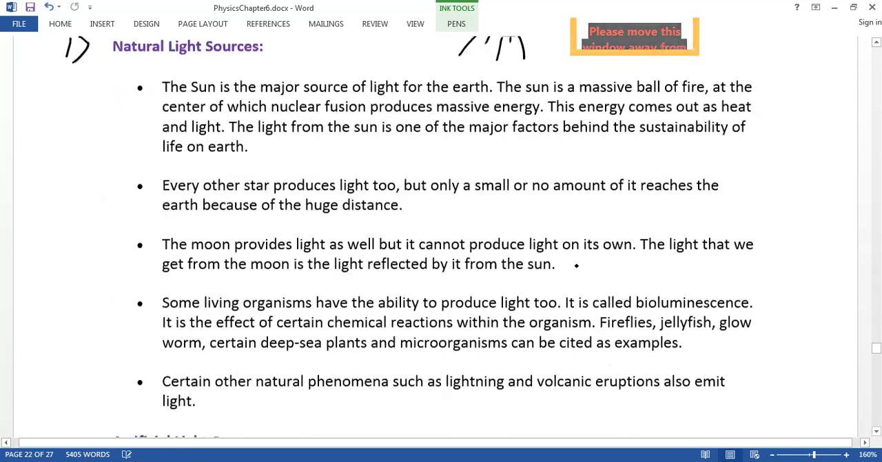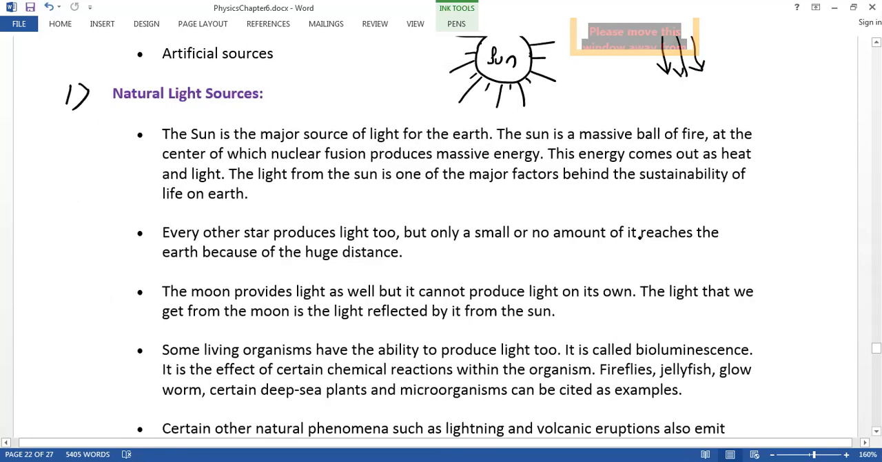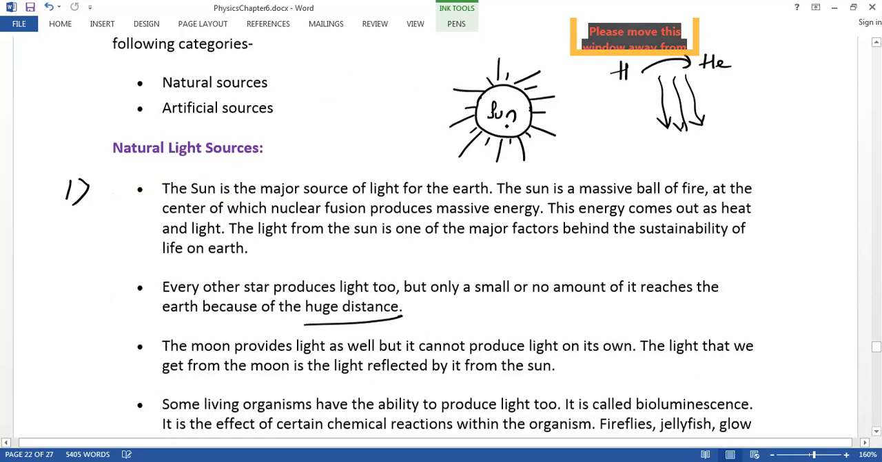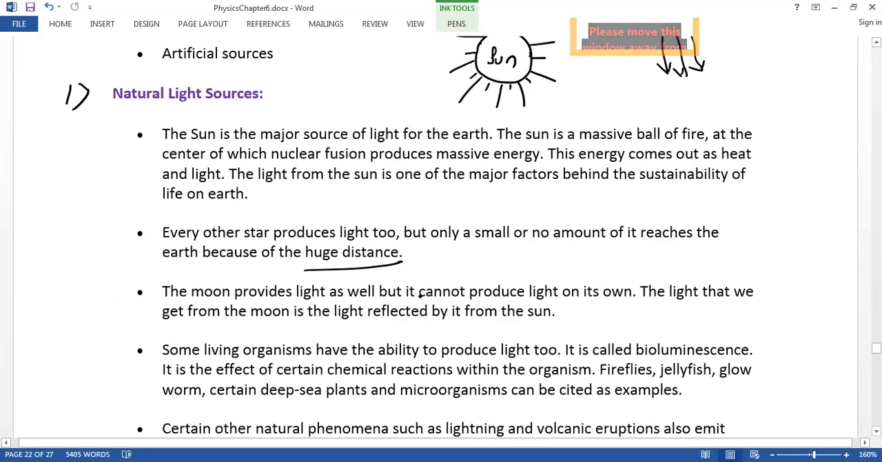Next one, other stars produce light too, but only a small or no amount of light reaches the earth, because they are at a huge distance. Only a small amount of light reaches the earth because they are very far from earth. That is with regard to the other stars. We can consider that the sun is also a star. Next one, the moon provides light as well, but it cannot produce light on its own.